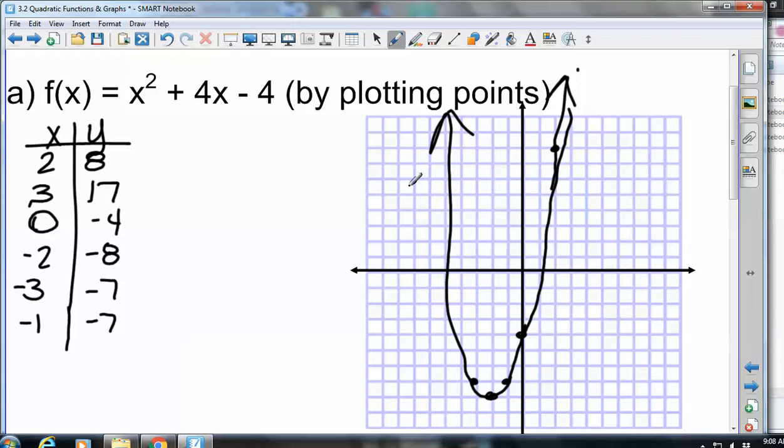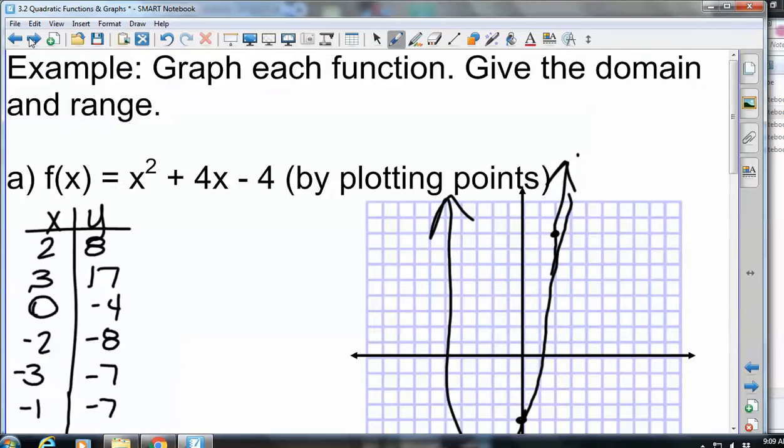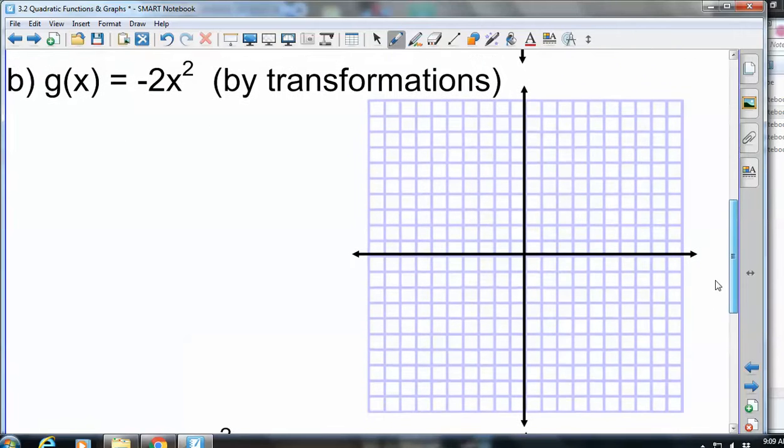We had to plug in 6 points until we found it, but what if my vertex had been at negative 2/3? Would negative 2/3 be something that you would readily think of to plug in? Probably not. So is this going to be a good option for us moving forward? No. We need a better way. Now if it's written in vertex form, we've already been graphing these. So, hold on, I don't want to do that one yet.